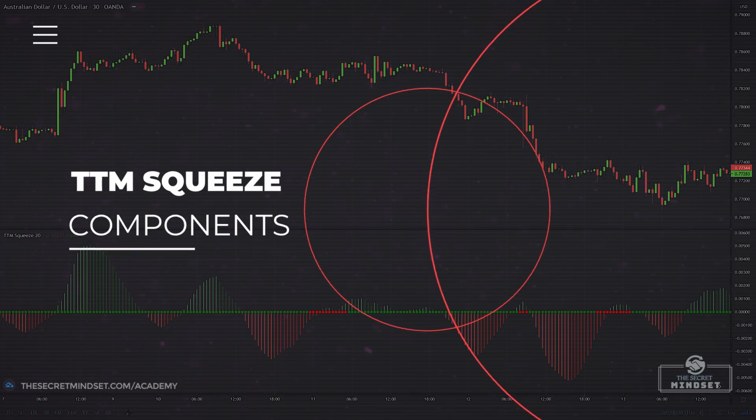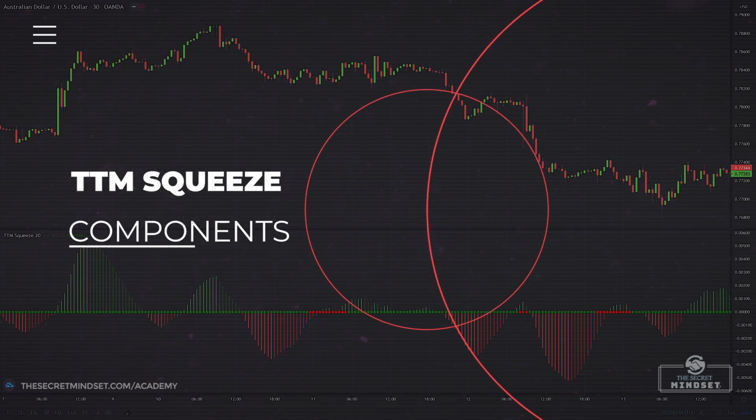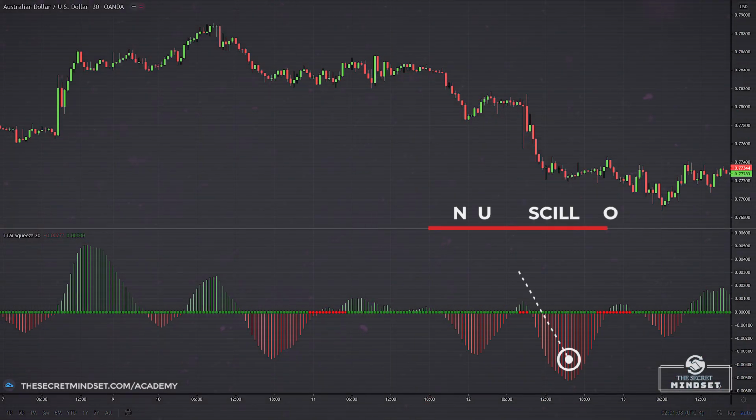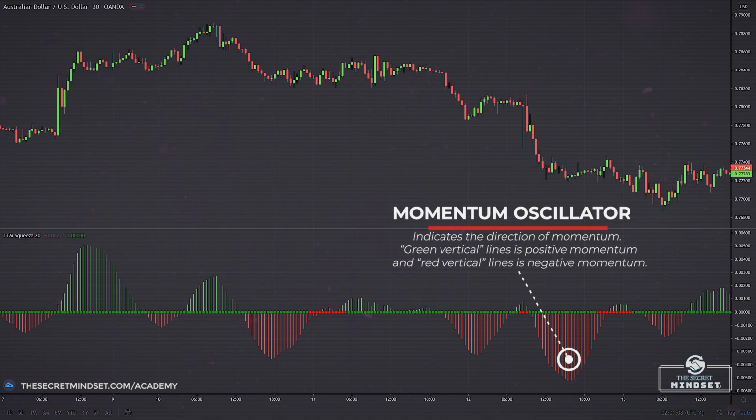The TTM Squeeze is comprised of two main components. First is the momentum oscillator. This is the vertical histogram, which indicates the direction of momentum. The green vertical lines are positive momentum, and the red vertical lines are negative momentum in relationship to their positions above or below the horizontal zero line. The zero line is the second component.